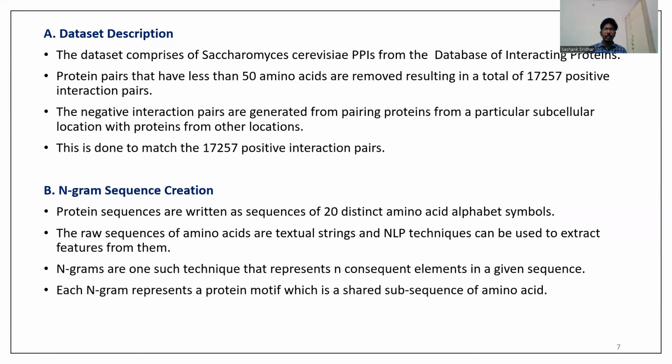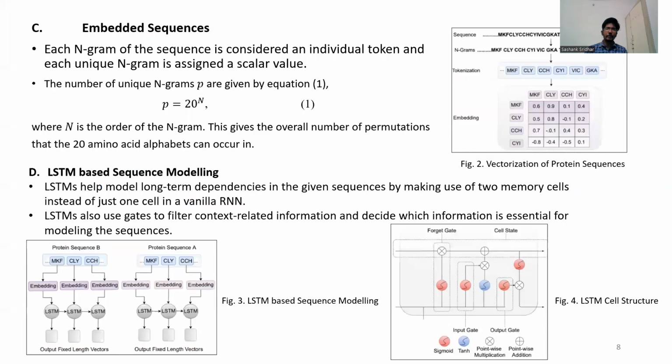Once this is done, we create protein sequences which are recognized as sequences of 20 distinct amino acid alphabets. The raw sequences of amino acids are textual strings, and hence NLP techniques can be used to extract features from them. N-grams is one such technique that represents the n consecutive elements in a given sequence. Each N-gram represents a protein motif, which is a shared subsequence of amino acids.